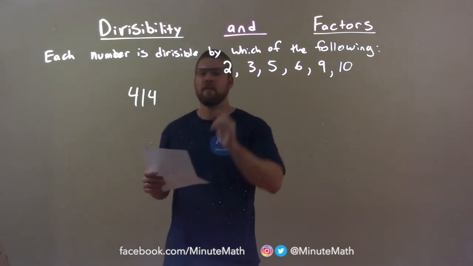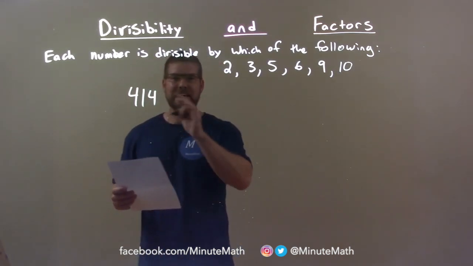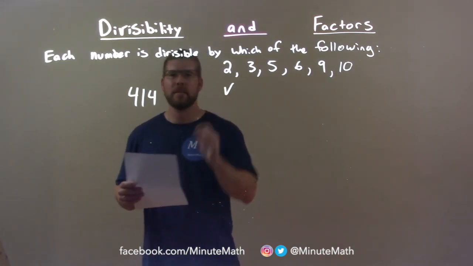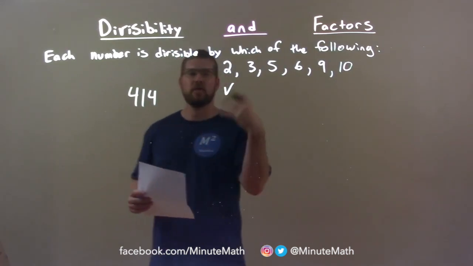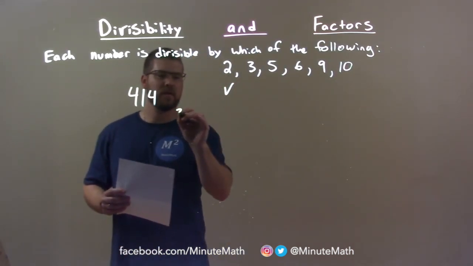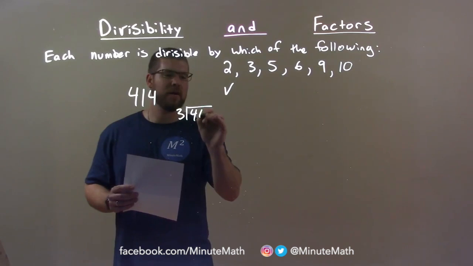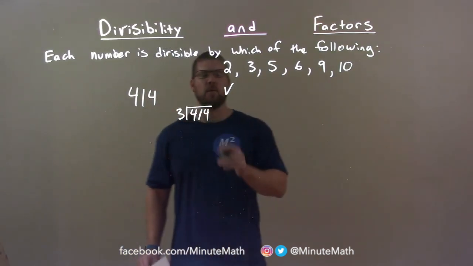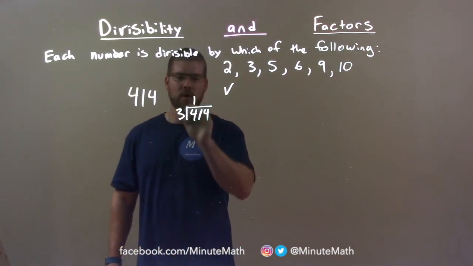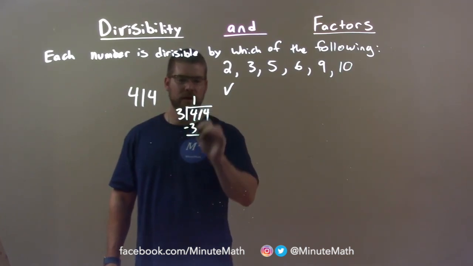414. Well, first thing here, this number is even. Therefore, 2 must go into it. Okay? Now let's check 3. Does 3 go into 414? Okay? Well, 3 goes into 4 1 time. 1 times 3 is 3. Subtract the 2, and we get a 1.